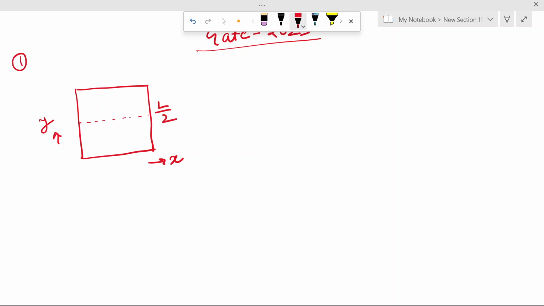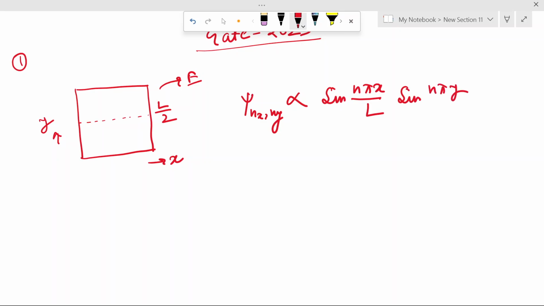Now what is the ground state energy of the system, given that this wave function that has been specified has energy E? Think about it. What is the usual form of the wave function for a 2D infinite well box? Here nx and ny are the quantum numbers associated with the x and y coordinates. It is proportional to sine n pi x by L and sine n pi y by L.